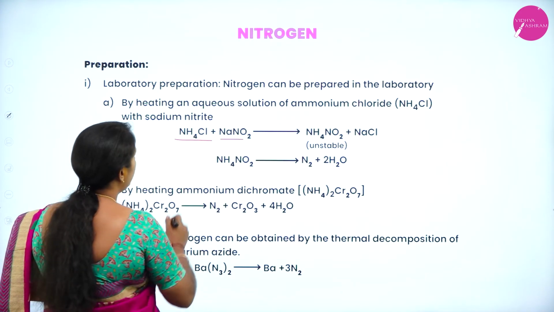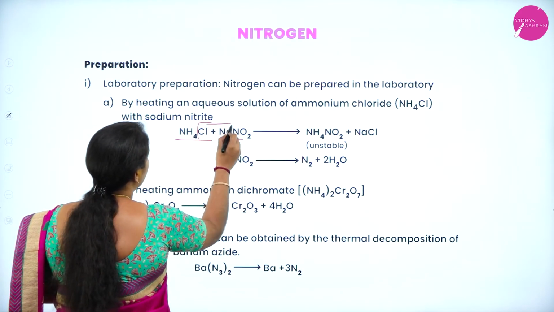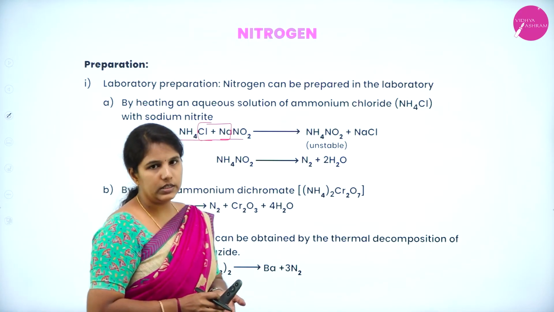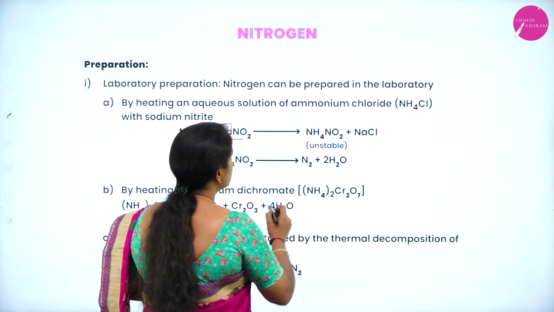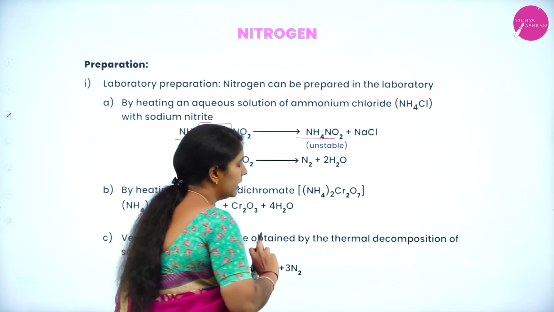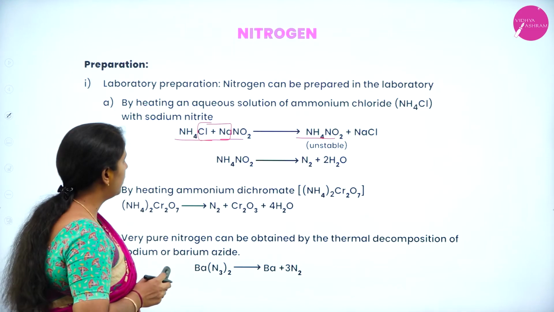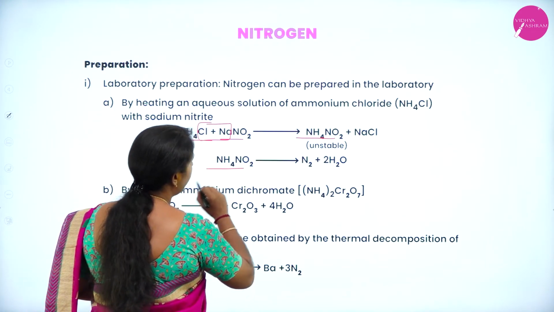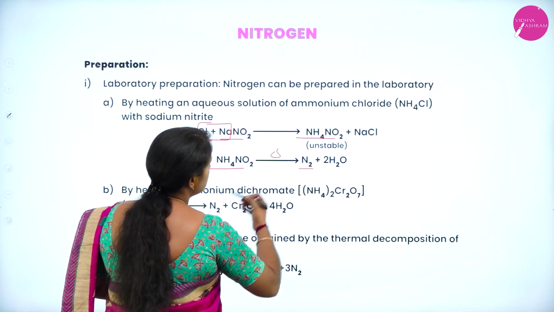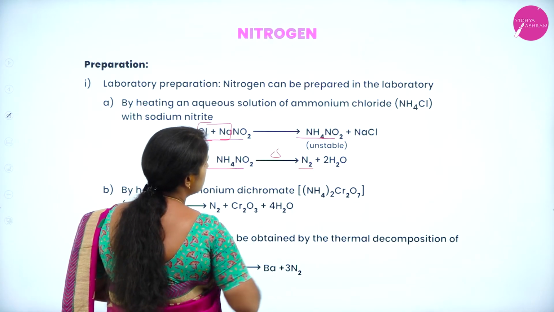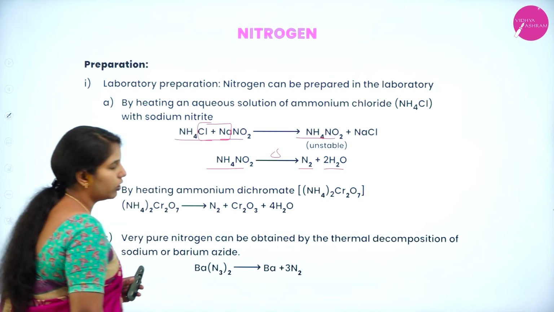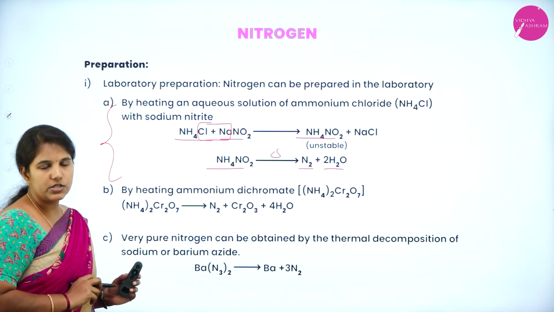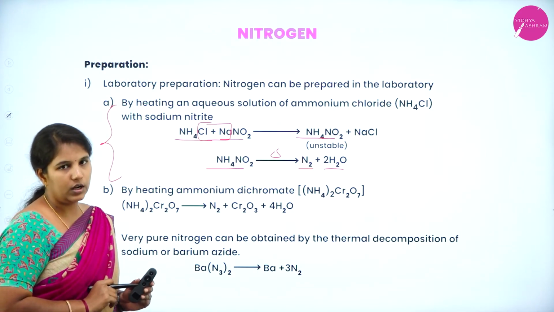So, what will happen? The chloride and sodium will come out as a solid, that is sodium chloride, and it forms ammonium nitrite, which is unstable. Later, upon heating, this ammonium nitrite loses its water molecules and forms nitrogen along with water molecules. This is the first method of preparation of dinitrogen.